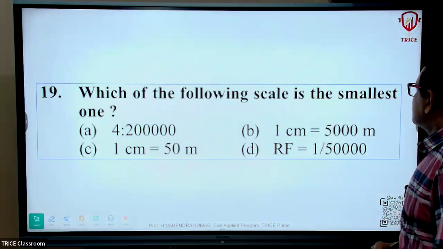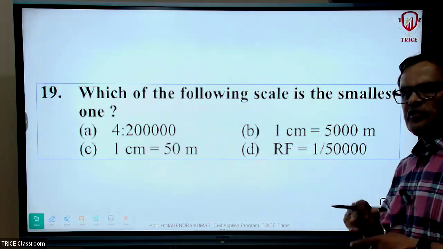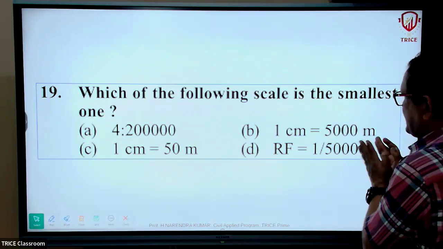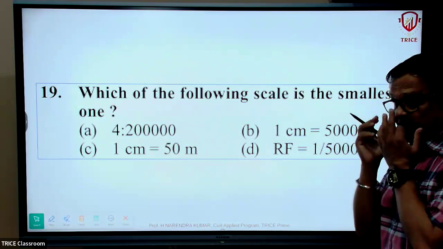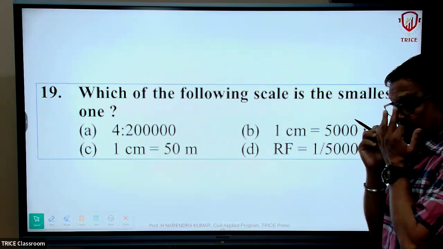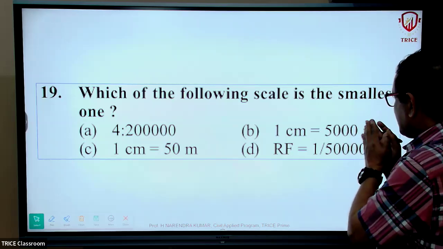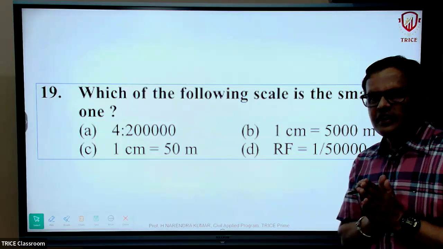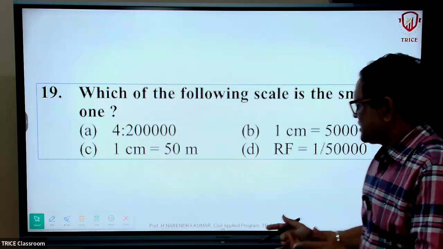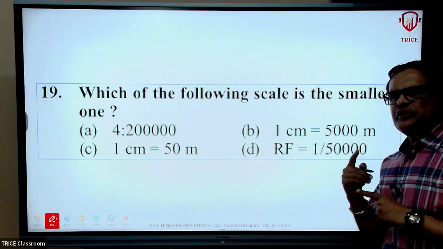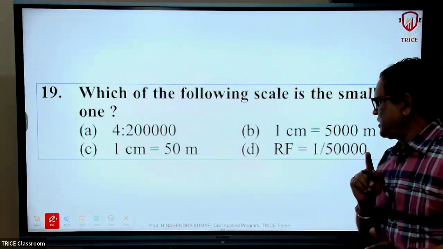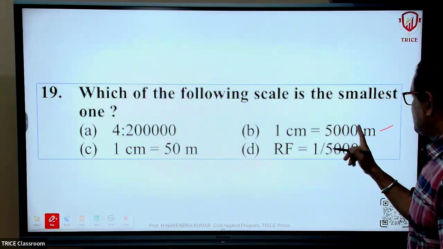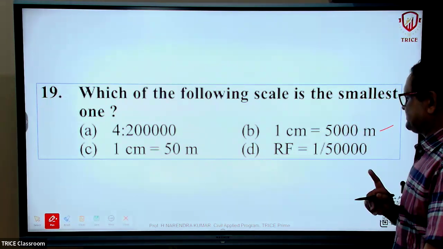Next one. Which of the following scales is the smallest one? Before getting into the answer slide, please listen to me. If there is any MCQ question on the scale, first of all, the scale has to be converted into representative fraction. I think you are familiar with the terminology. You need to remember the difference between a representative fraction and the scale. Scale is what we represent by 1 centimeter is equal to so many meters. This is called the scale.